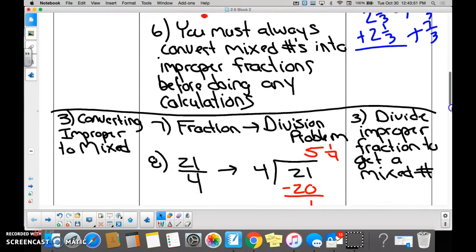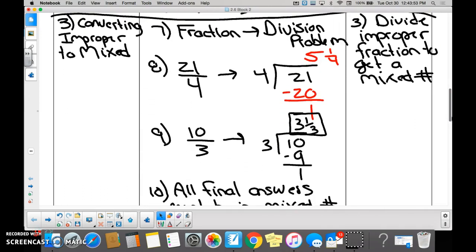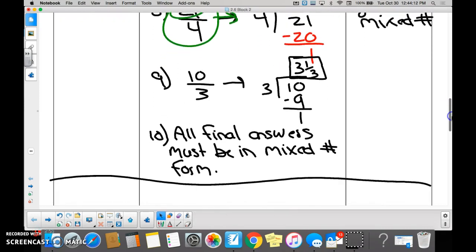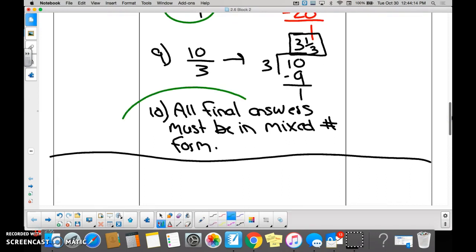Improper fractions are simply what operation? Division. So 21 fourths, what number goes inside the box? 21. So the number on top always goes inside the box? Yes. Do your math, and whatever you have left over is going to be your fraction. And then, do we ever leave answers in improper form? No. Answers must always be in what form? Mixed numbers.